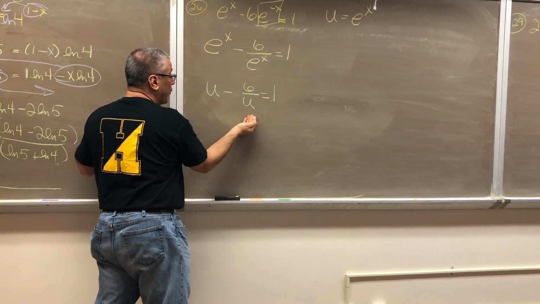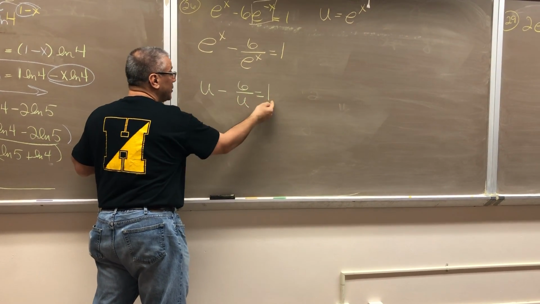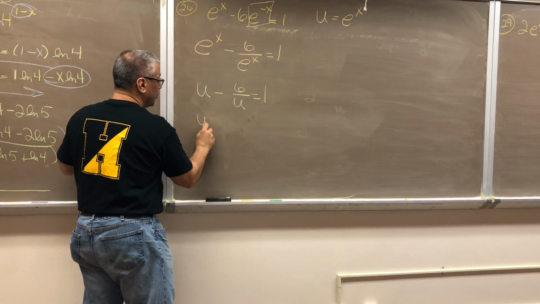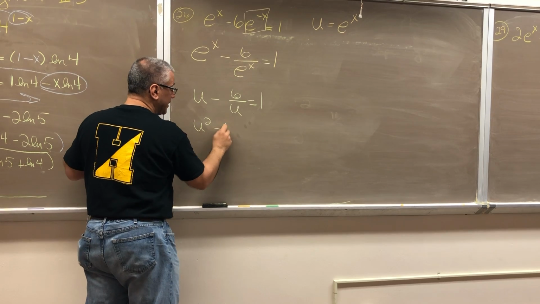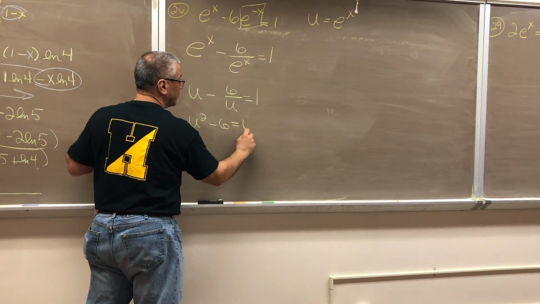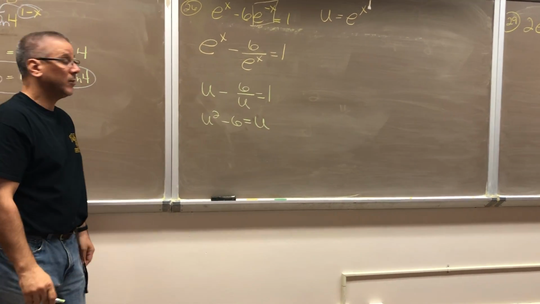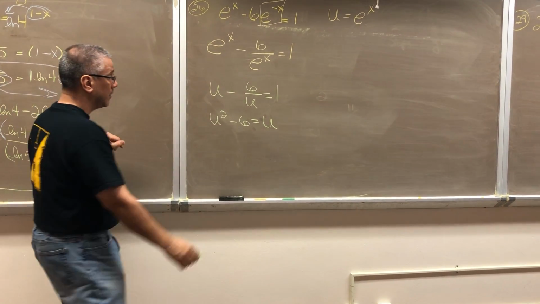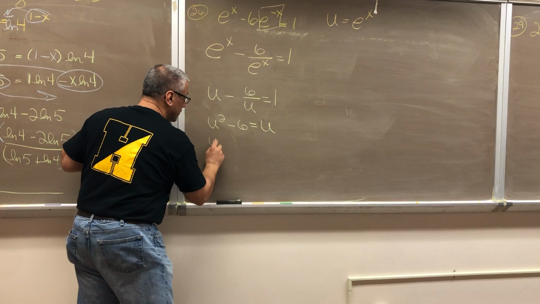This is a fractional equation. I'm going to multiply everything by u. So when I multiply everything by u, u squared minus 6 equals u. That's a nice quadratic. Set this equal to 0.